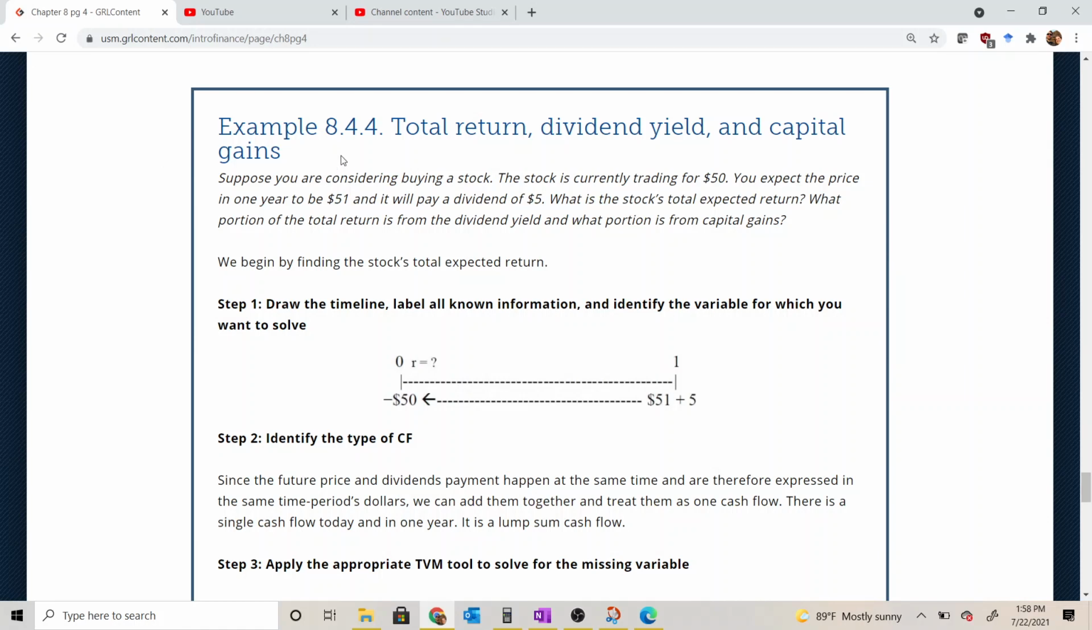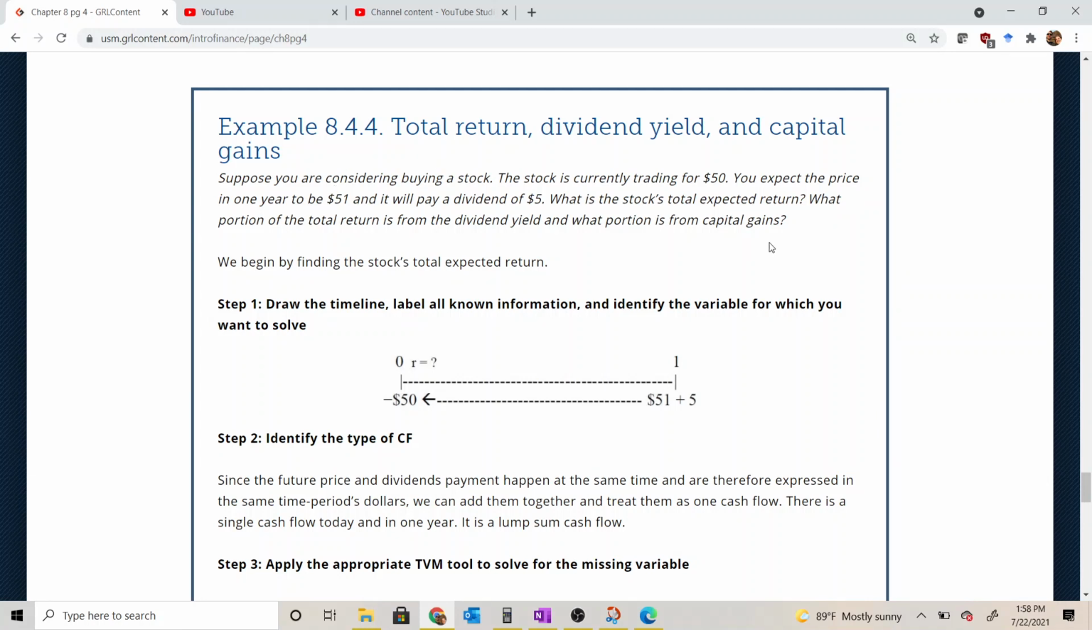Example 8.4.4. Total return, dividend yield, and capital gains. Okay, this one's going to be a little bit different than the previous problems. I know all the previous examples kind of built on each other and sort of look at things from different angles. This one's a different piece of information that often you may be interested in.